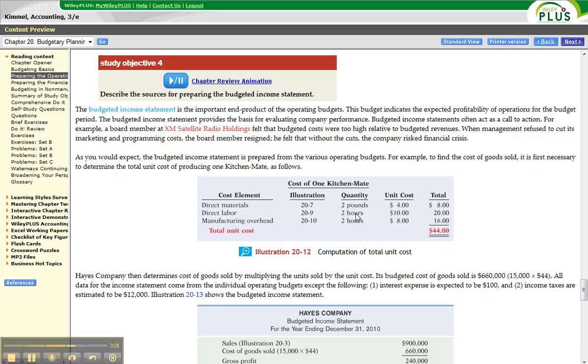Labor takes 2 hours to make each thing. Each hour of labor costs $10, so it takes $20 of labor to make each finished product. And then overhead, we learned in the overhead budget that it took 2 hours to make everything, and we learned that $8 per hour is our overhead cost. So we add up these amounts per unit and we get $44 a unit.